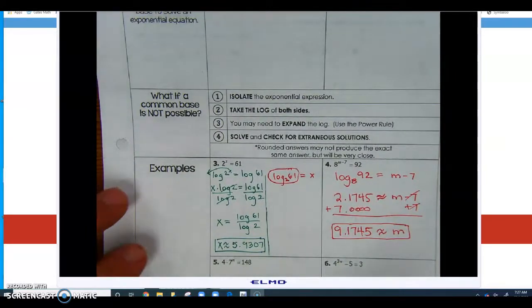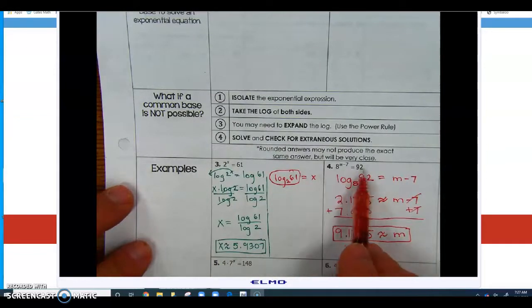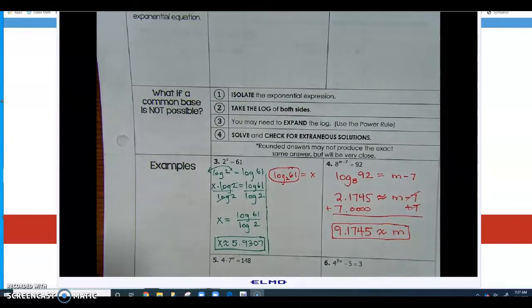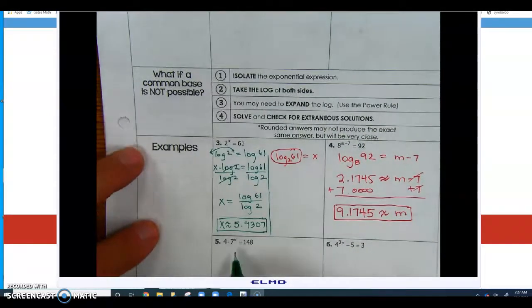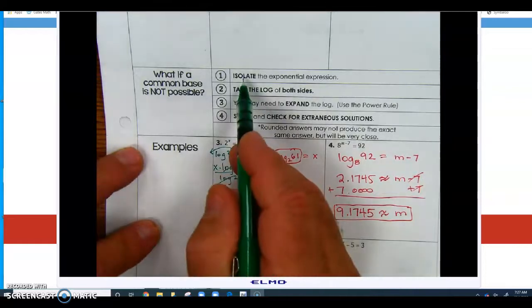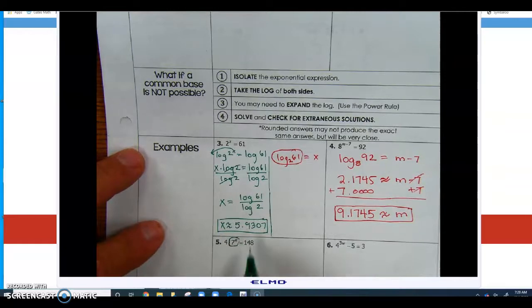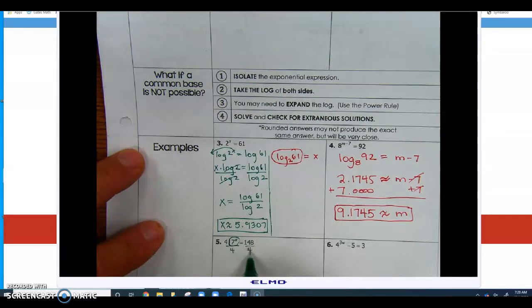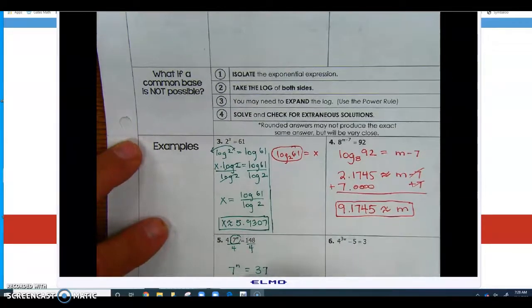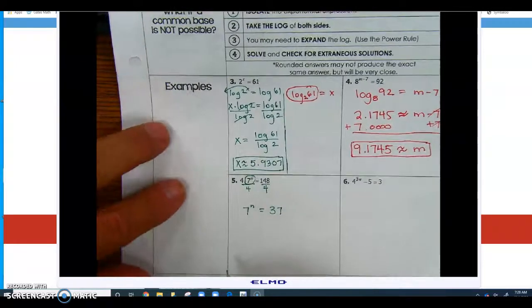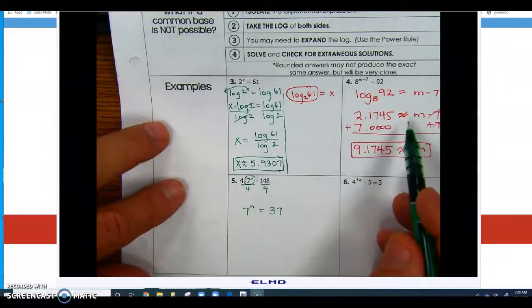So again, where it says you can take the log of both sides, you can certainly take the log of both sides right here. It works. In fact, just to show you, now, real quick, don't forget step 1. Sometimes you have to isolate it. This exponential expression right here needs to be isolated, so I have to divide both sides by 4 first. 7 to the n power equals 37. But again, I'll take the log of both sides now and show you that way, but I still think it's much easier to do it this way.